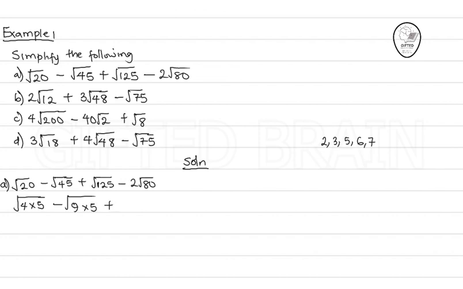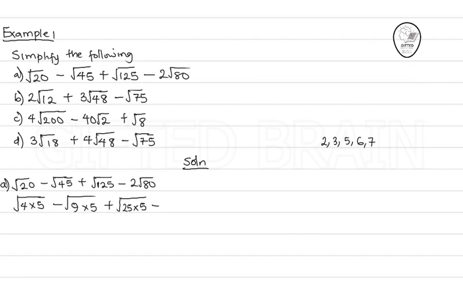Again, plus root 125. What are the numbers that can go in 125? Well, 2 cannot go and then 3 cannot go. You can use a calculator to know all this, I'm saying. And then the next one is 5. 5 can go. That is 5 times 25. And since 25 is a perfect square, that's a good factor to use. So I say root of 25 times 5.